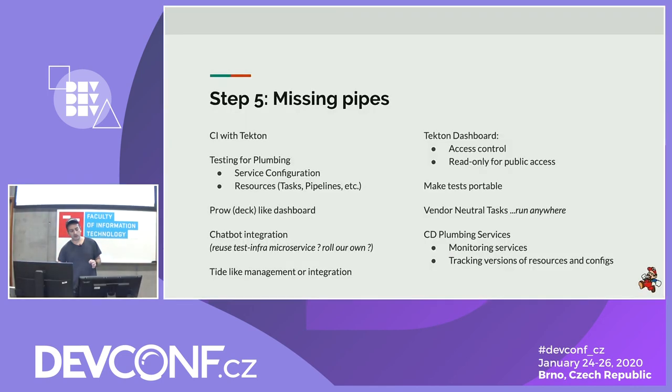So let me try to go quickly over the missing pieces. There's a lot of stuff missing, and it's very new, we are only at 0.10. We have service configurations that are missing. We need chatbot integration, so we don't have those chatbots from Slack or whatever to be able to interact with Tekton, which is something that Prow has. We don't have any mergers, any final mergers.